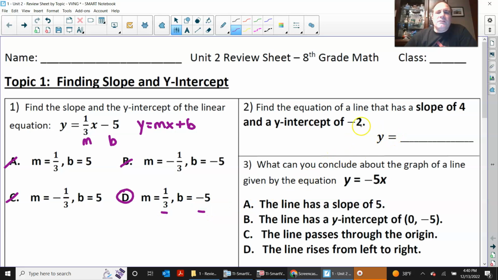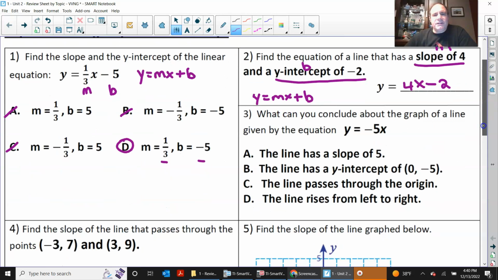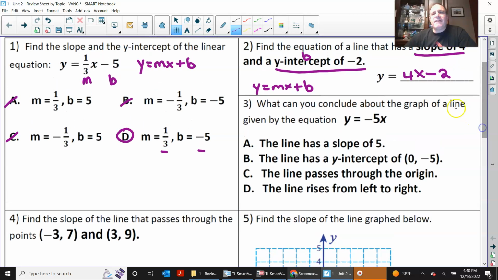Number 2, find the equation of a line that has a slope of 4 and a y-intercept of -2. So remember, y equals mx plus b, the equation of a line in slope-intercept form. We're going to take the m as the 4, the b as the -2. Y equals 4x minus 2. That is it.